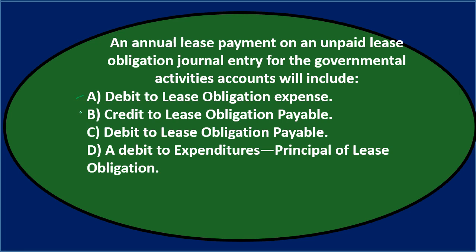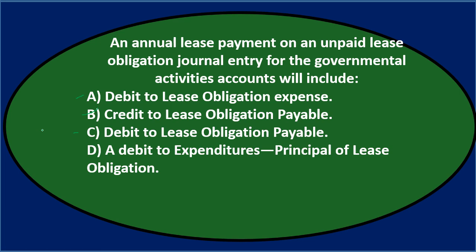B says credit to lease obligation payable. We're not going to credit the lease obligation payable when we make the payment because we would be decreasing the lease obligation payable. The credit would be increasing it. C says a debit to the lease obligation payable, and that would be the other option. So between A and C, if we were thinking about normal financial accounting, you would think it would be whether it be an operating lease or a capital lease. A if operating, C if capital.